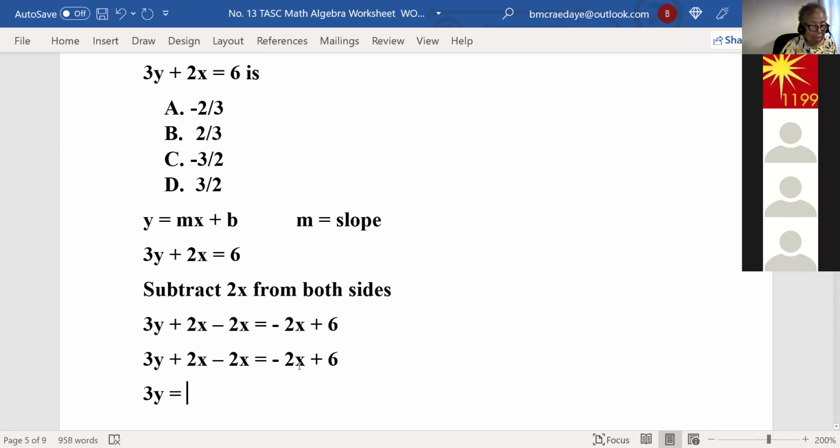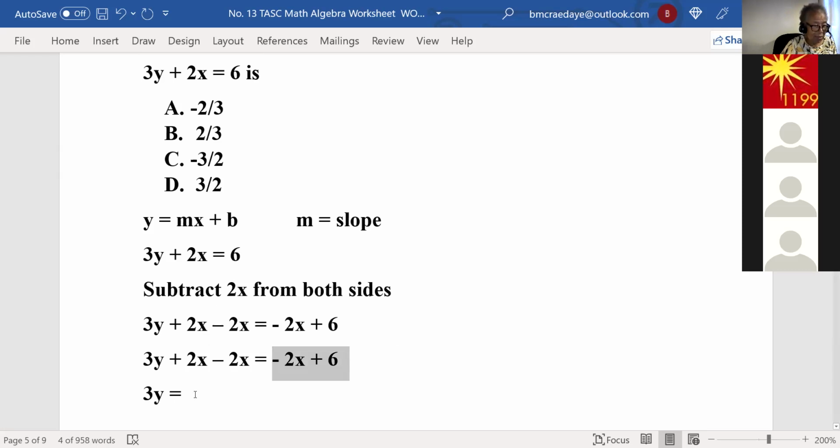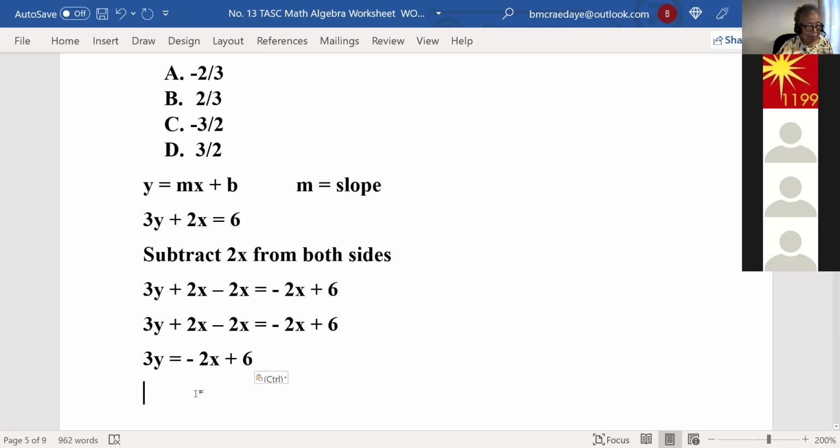Okay. 3y equals, let's put minus 2x plus 6. So on the right side, we have minus 2x plus 6. Now, I want just y. So what do I have to do to just get y? You divide. That's right. What do I divide by, Vanessa?